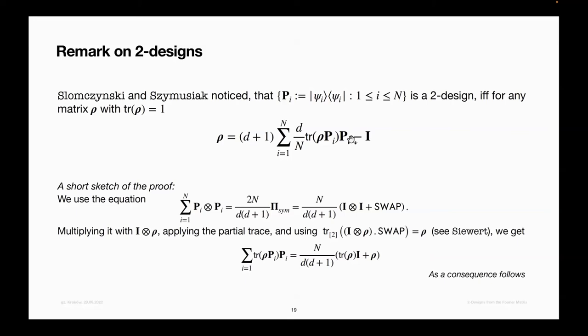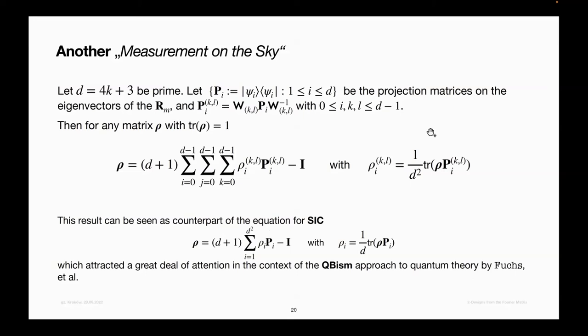And as a consequence, we can apply it to our results. We have constructed an infinite sequence of two designs, and we can do what some people call a measurement in the sky. We can use our D to the power of three projectors, which we constructed as before. And then in this case, for any matrix with trace one, this formula applies. So the rho can be written as a sum over these projectors with coefficients, and the coefficients are given by this formula.